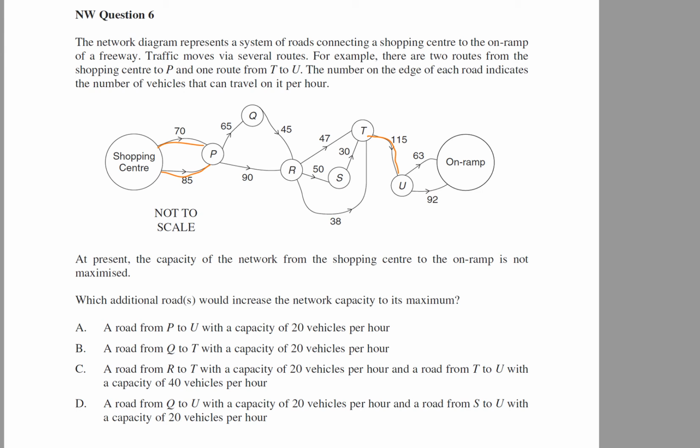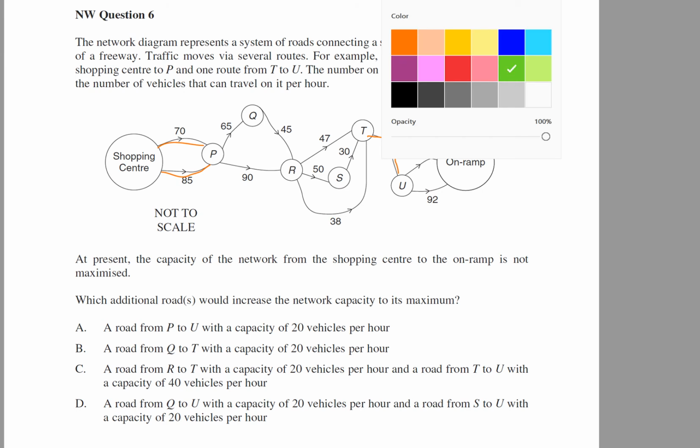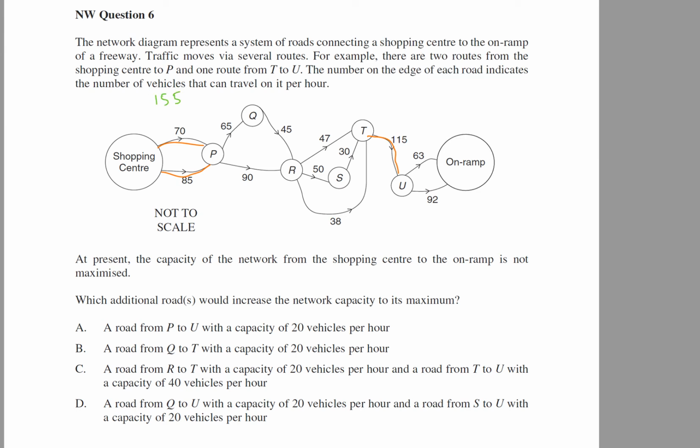The number on the edge of each road indicates the number of vehicles that can travel on it per hour. Now, if you have a look here, you can see that from the shopping centre, 70 plus 85 can leave per hour, which adds up to 155 vehicles. You can see on the on-ramp, 63 plus 92 also adds up to 155. So we want to maximise that flow.